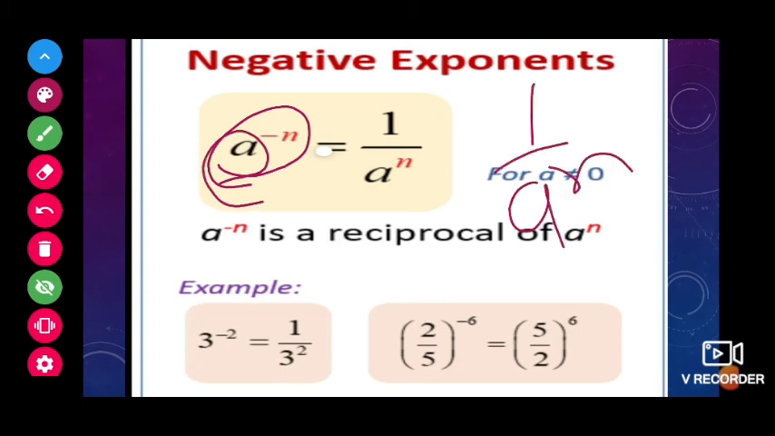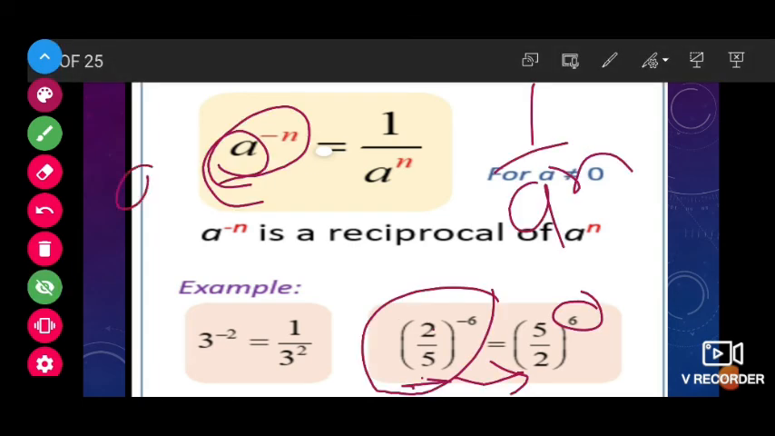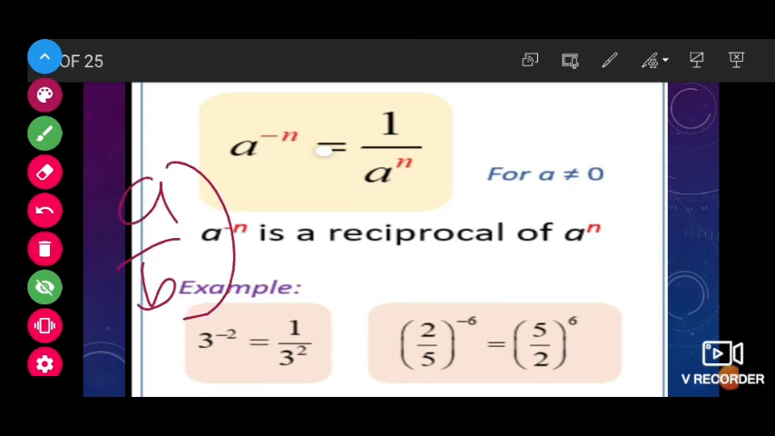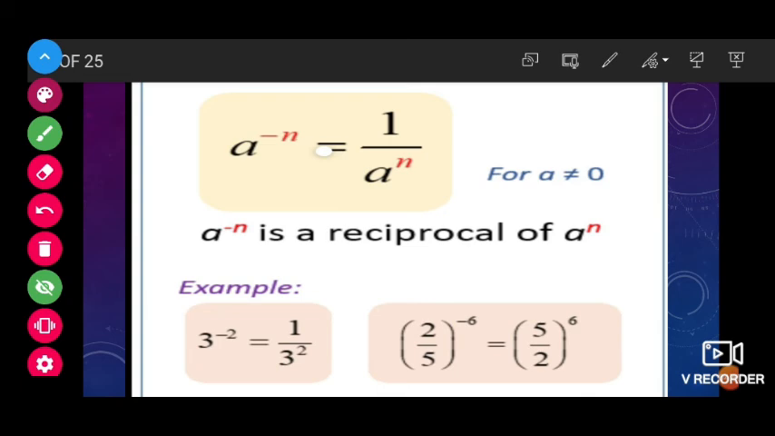If it is a fraction like 2 by 5 whole to the power minus 6, as I told you, you have to take the reciprocal to get the positive power. So 2 by 5 will become 5 by 2 and the power will become positive. Here, if it is a by b whole to the power minus n, then it will become b by a whole to the power plus n. Did you understand how?